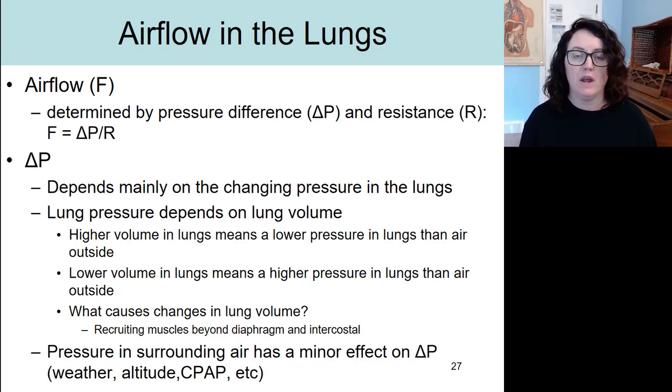Ultimately, the atmospheric air pressure does not change that much. It can a little bit with weather, and it can a little bit with altitude, so if you're going in an airplane or up a mountain, right? And someone with a CPAP machine will have a change in the atmospheric pressure. But typically, there's not that much of a change in the atmospheric pressure. Most of the change is occurring inside the lungs by changing the volume capacity of the lungs.